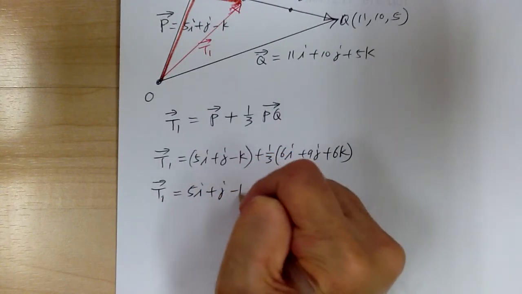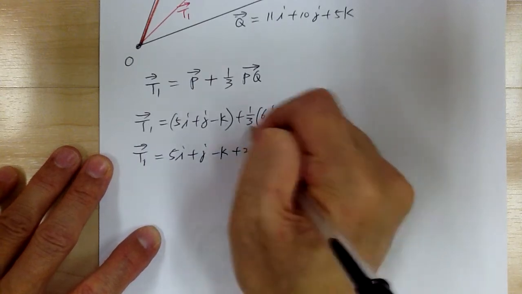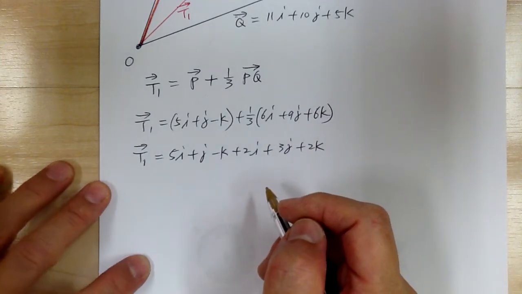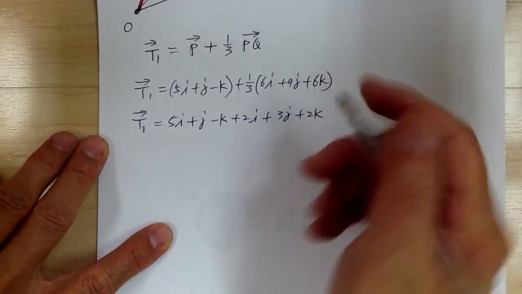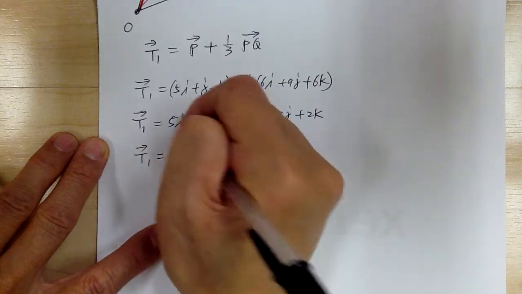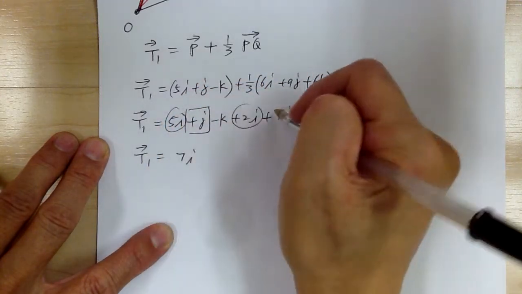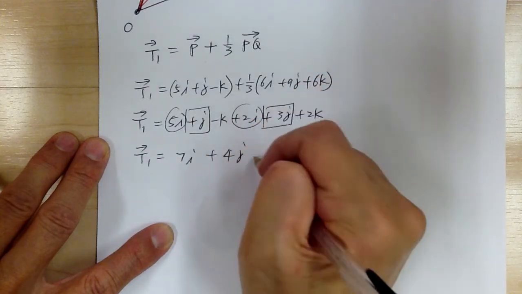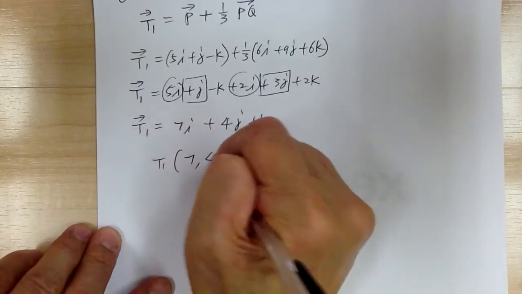5i plus j minus k. Multiply, so you're going to get plus 2i. Multiply, you get plus 3j plus 2k. And go and combine like terms. So T1 vector equal to, you give me 7i plus 4j plus k. So T1, the point T1 would be at 7, 4, 1.